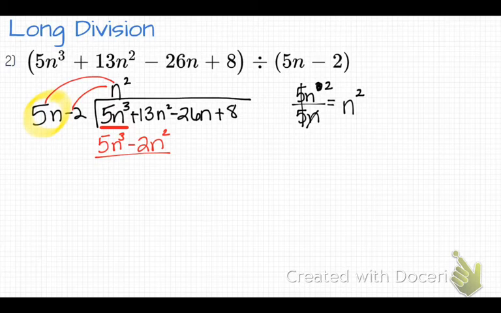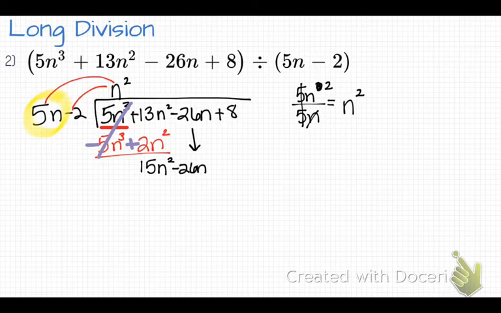What's my next step? Subtract. So what does that do to all those signs? Good. So this one's going to become negative. What about the negative 2n squared? What happens? That one becomes positive. Okay, does that make sense? Okay. What is 5n cubed minus 5n cubed? Good. And what is 13n squared plus 2n squared? Perfect. And what do I do next? Bring down the negative 26n.